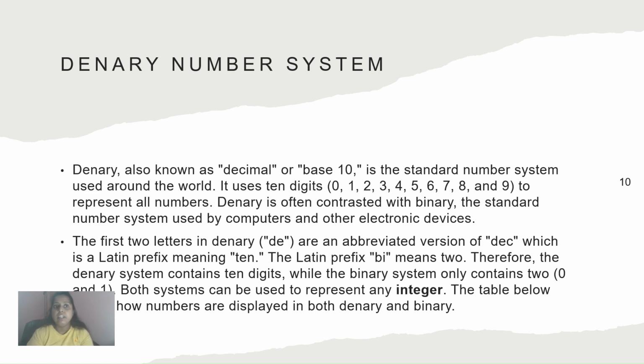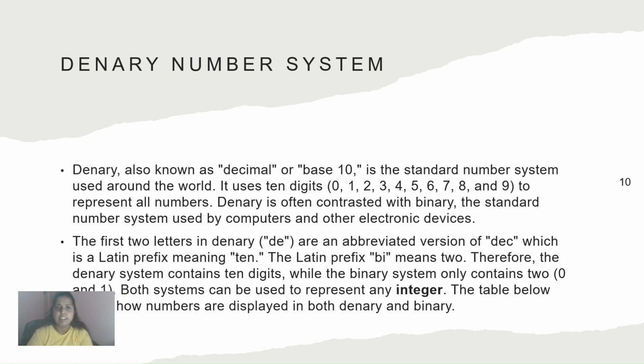Next, we are moving to the denary number system. Denary means decimal number system. Base is 10. We have numbers from 0 to 9. That is the number system that we use for everyday tasks. Denary, also known as decimal or base 10, is the standard number system used around the world. It uses 10 digits, 0, 1, 2, 3, 4, 5, 6, 7, 8, and 9, to represent all numbers.